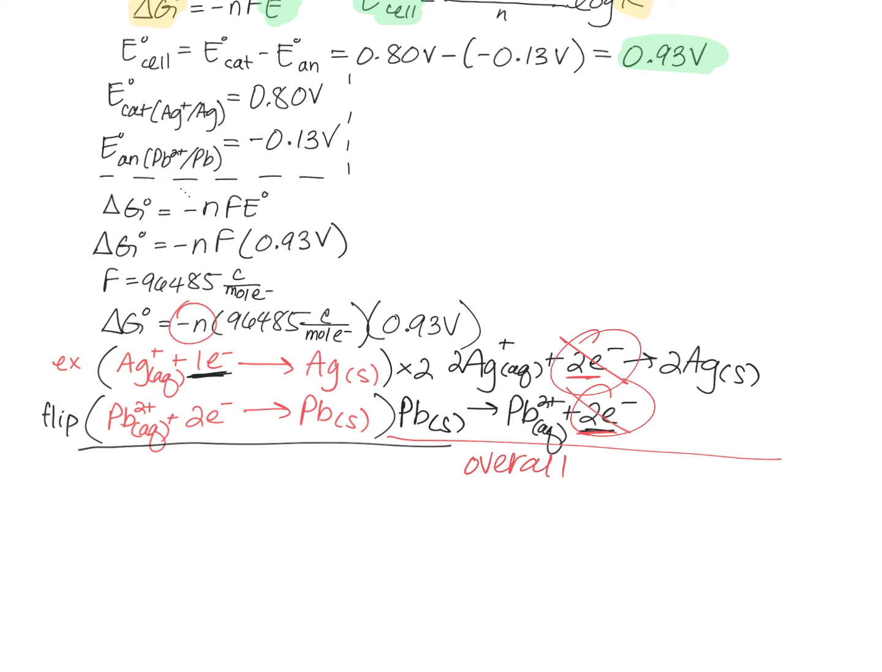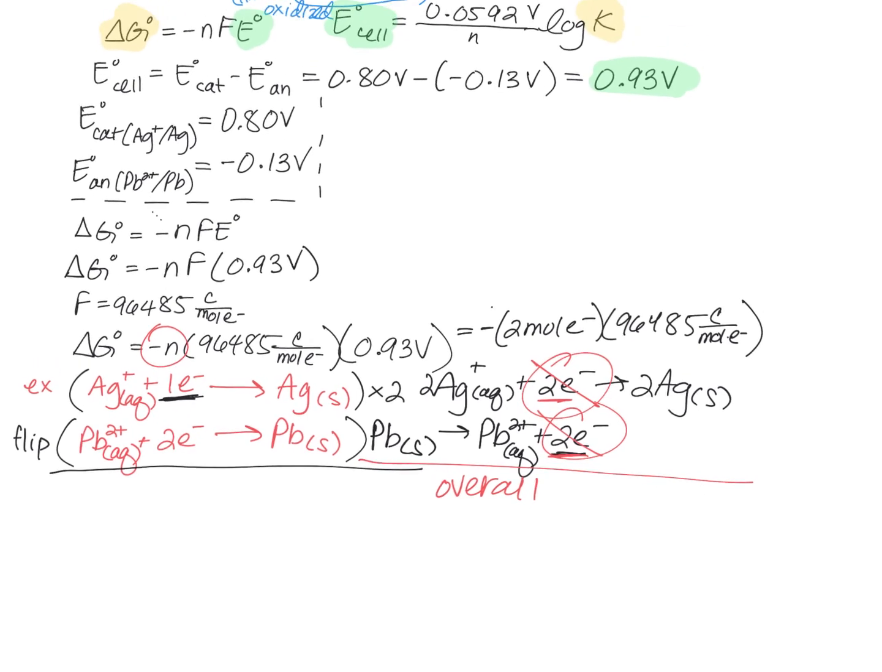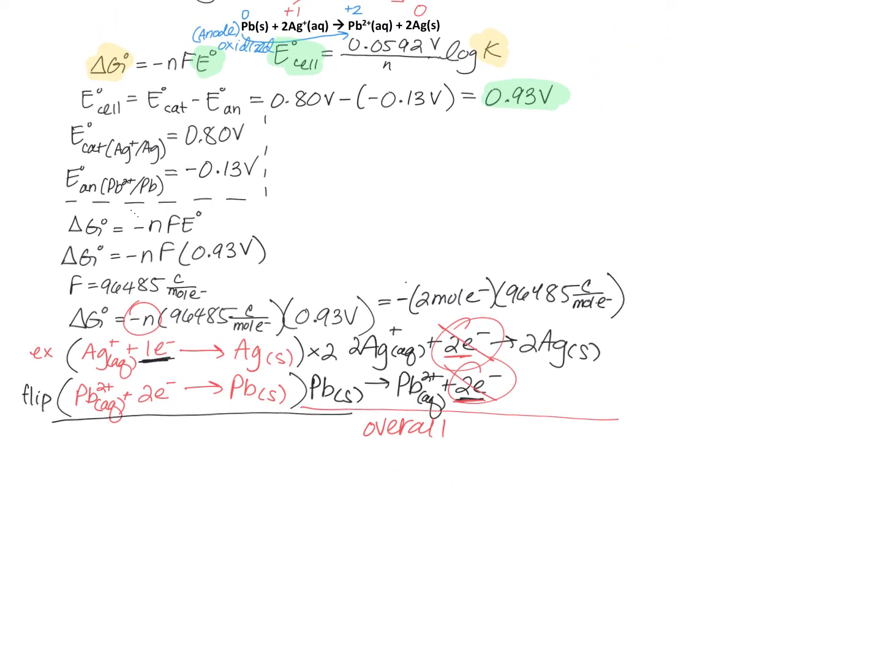So if I want to simplify this even more, or I should say solve for it even more, I have negative 2 moles of electrons times 96,485 coulombs per mole of electrons. Let's make that a little smaller. And then that is times 0.93 volts. If you want to check your answer first and then come back, that's great.